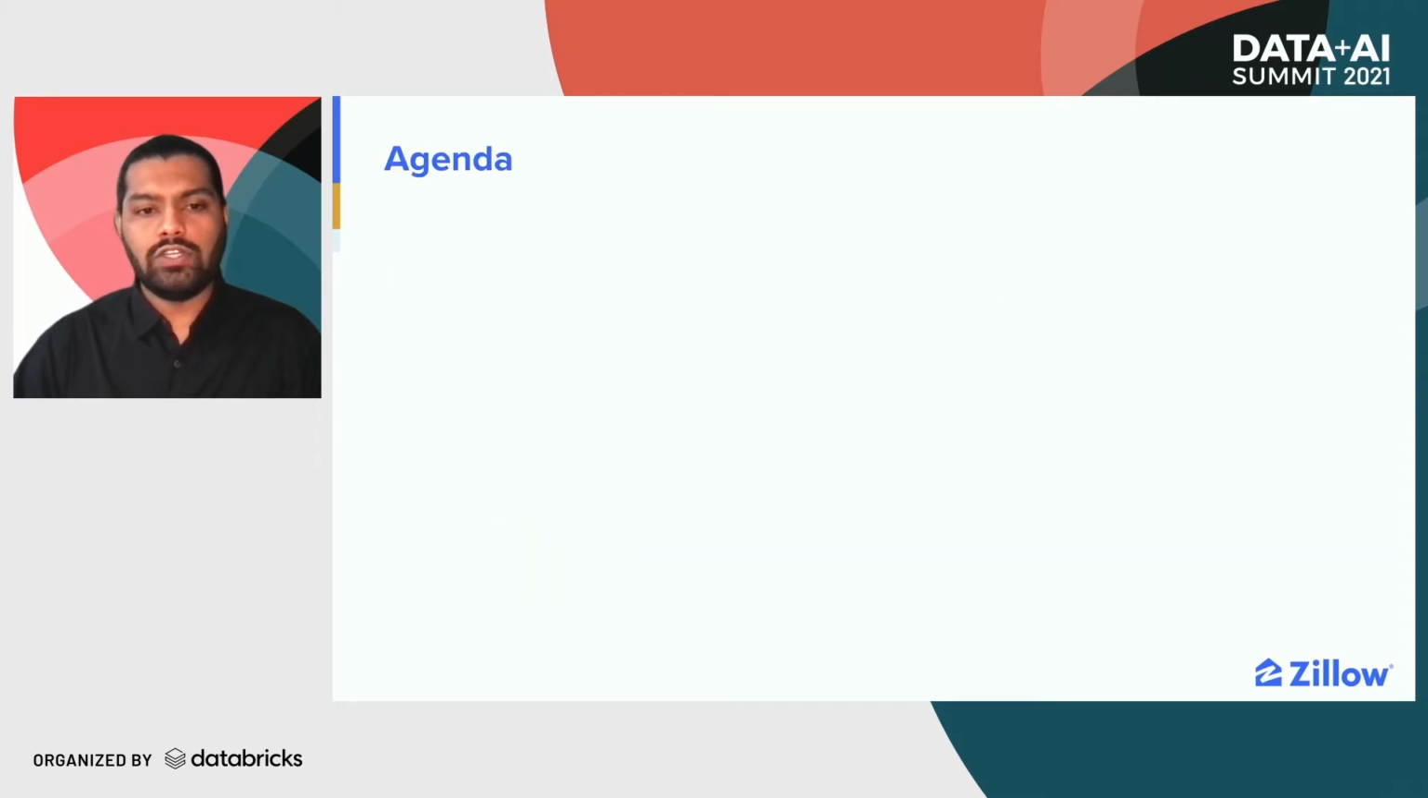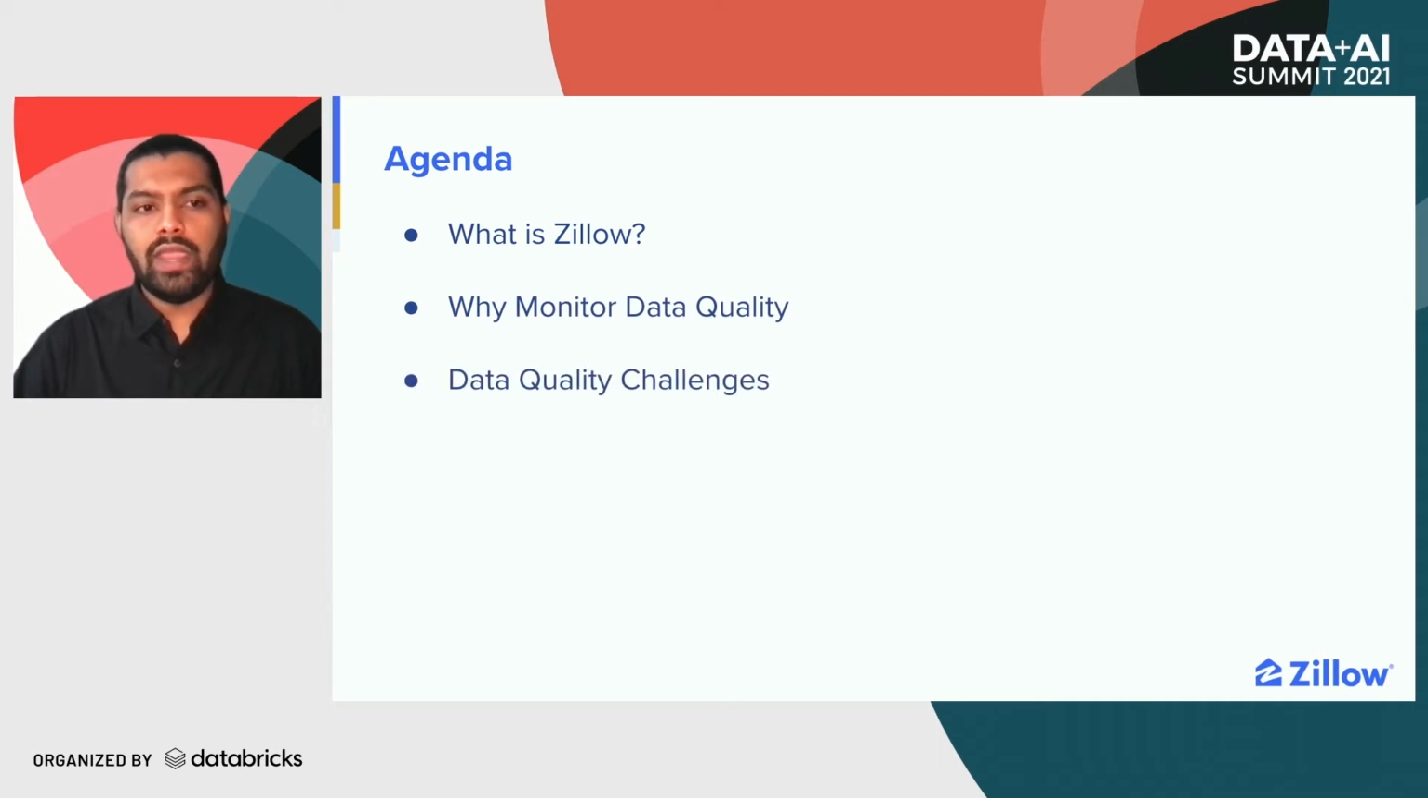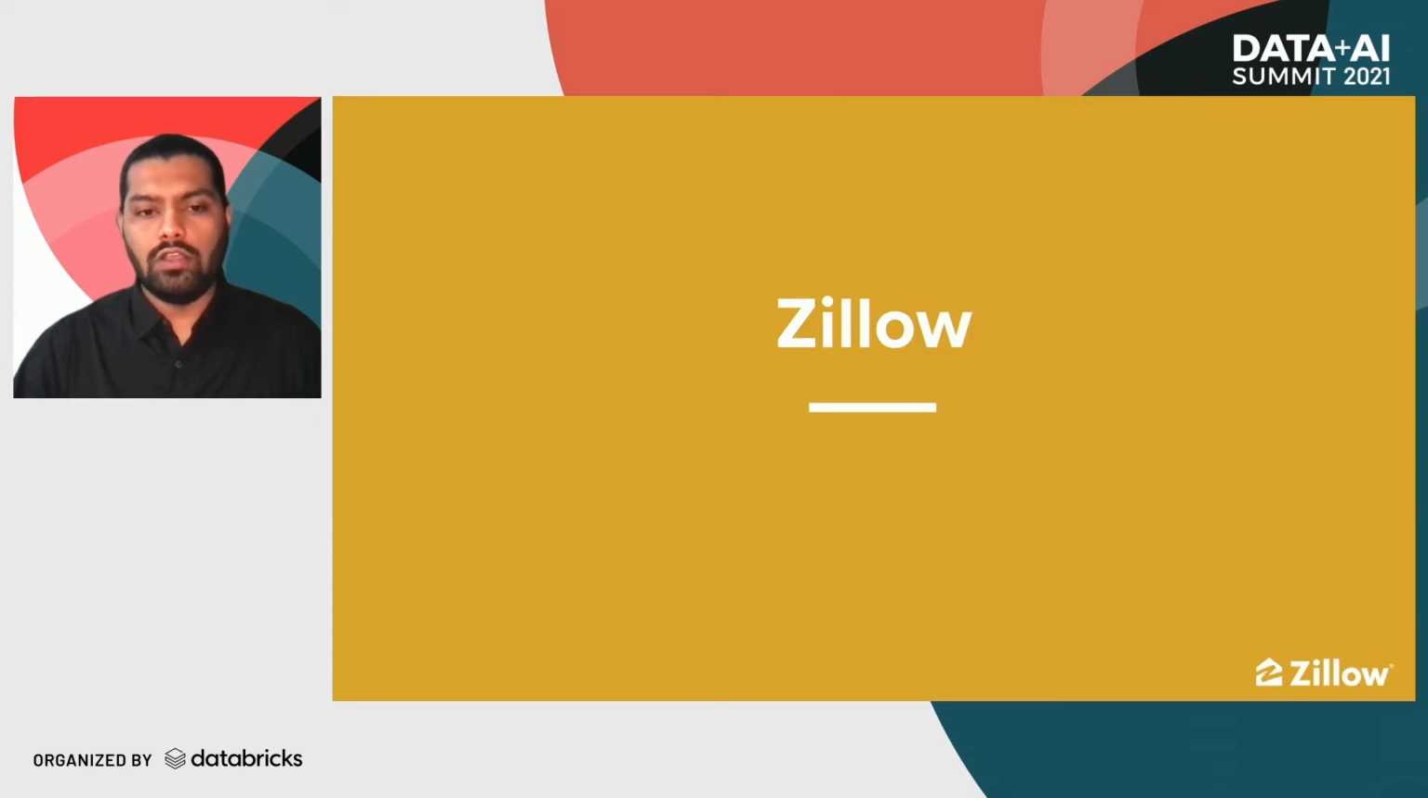So our agenda for today is that we're just going to talk about what Zillow is, in case some of you might not know. We are going to talk about why monitor data quality, various data quality challenges, the main topic, which is Luminaire and scaling, and we are going to wrap it up with some key takeaways. Okay, so let's begin. Let me first talk about Zillow.